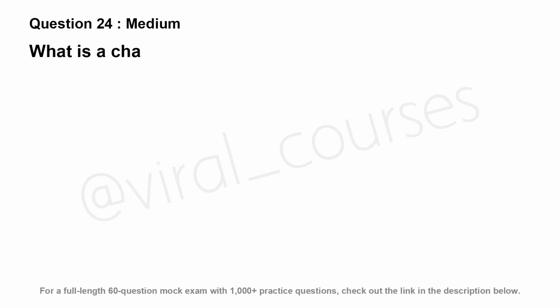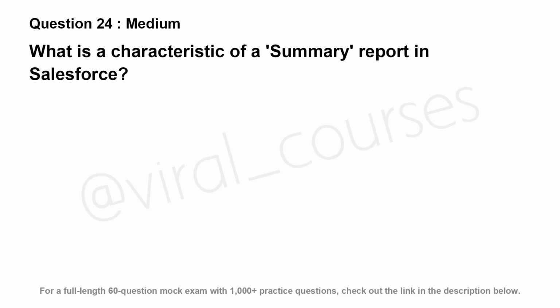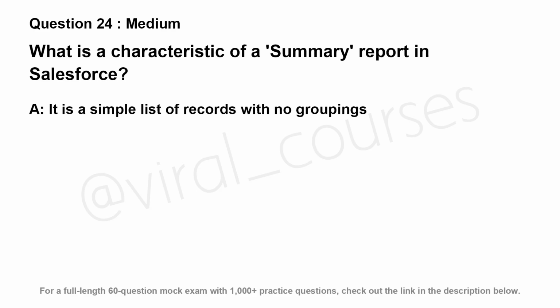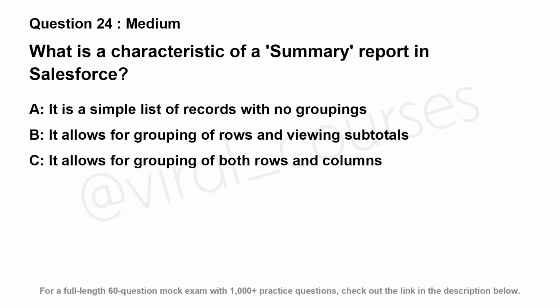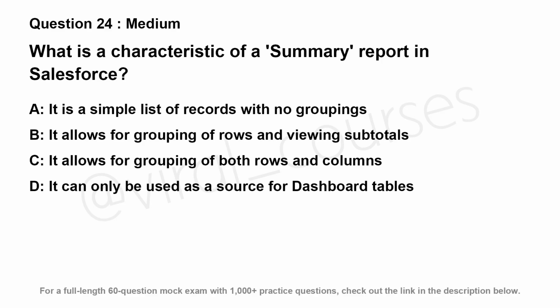What is a characteristic of a summary report in Salesforce? Option A. It is a simple list of records with no groupings. Option B. It allows for grouping of rows and viewing subtotals. Option C. It allows for grouping of both rows and columns. Option D. It can only be used as a source for dashboard tables.